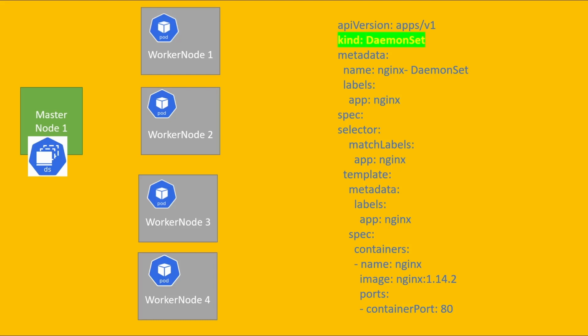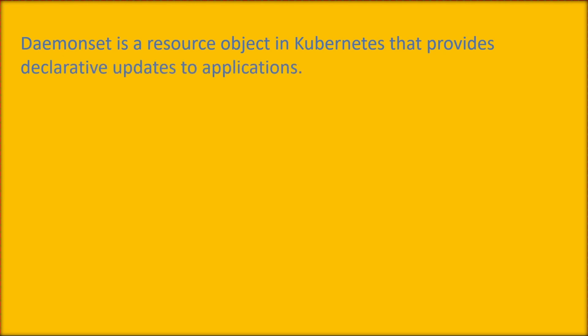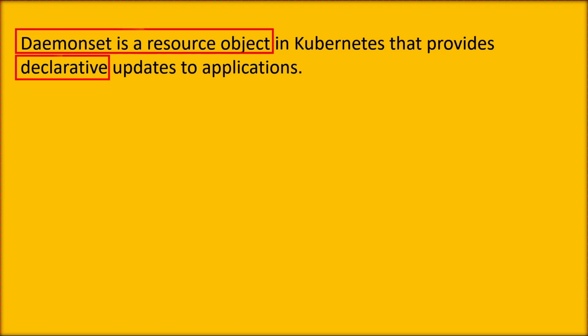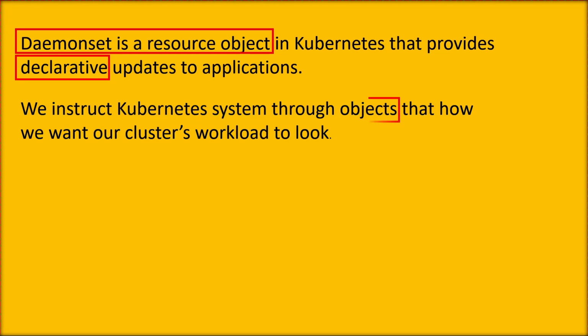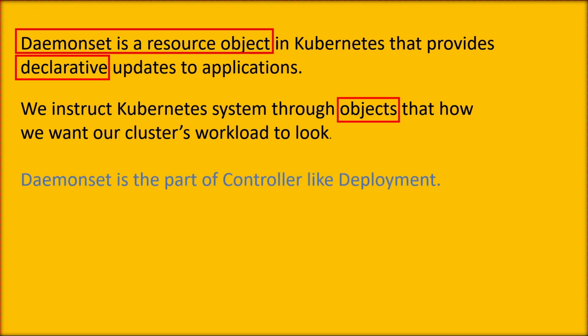And if we delete any worker node, then it will delete the pods from that worker node instead of transferring this pod to running worker node. DaemonSet is a resource object in Kubernetes that provide declarative update to applications. We instruct Kubernetes system through object that how we want our cluster's workload to look. DaemonSet is a part of controller like deployment.